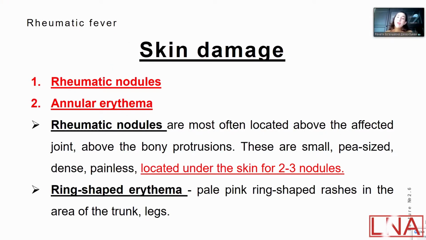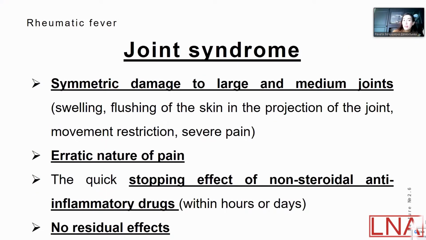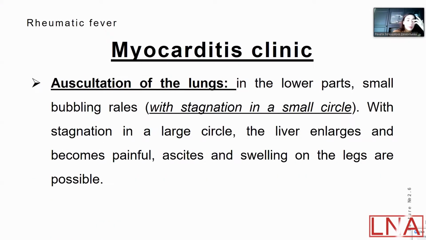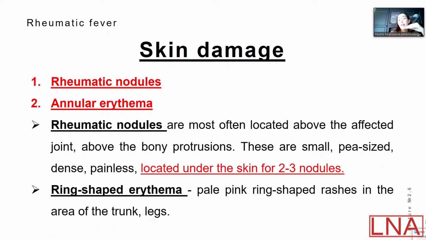Skin syndrome or skin damage in case of acute rheumatic fever. Rheumatic nodules and annular erythema. Rheumatic nodules are most often located above the affected joints, the large and medium joints, above the zone of bony protrusion. They are small, some pea-sized, dense, painless, located under the skin in groups of 2 or 3 nodules.